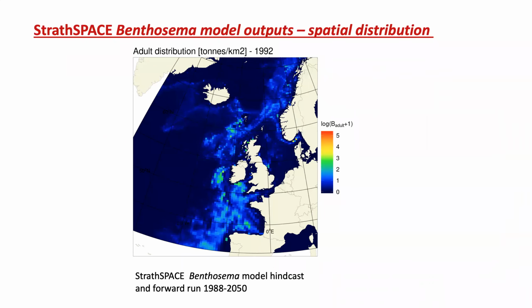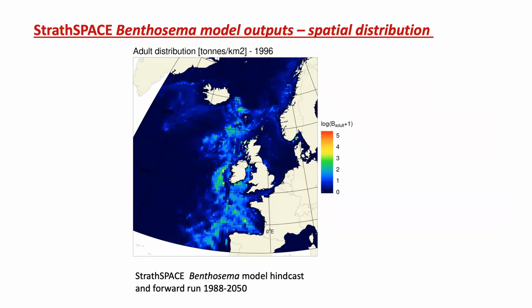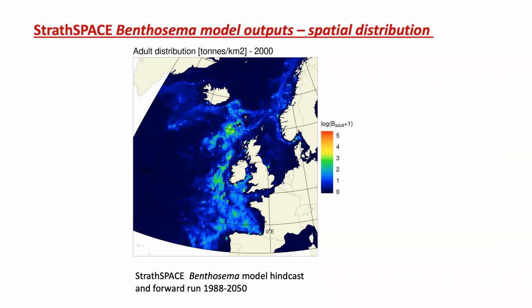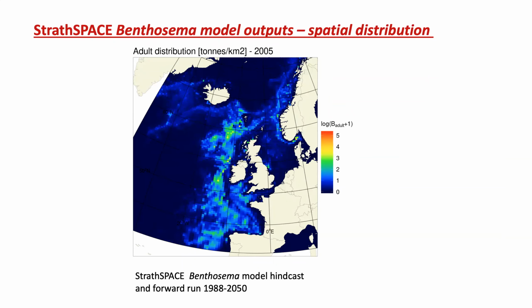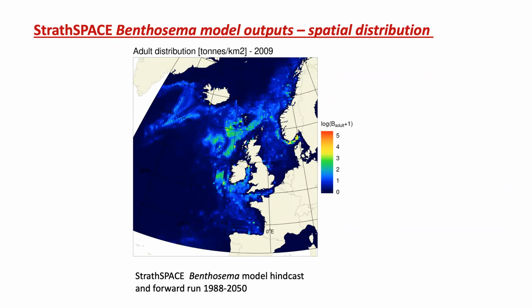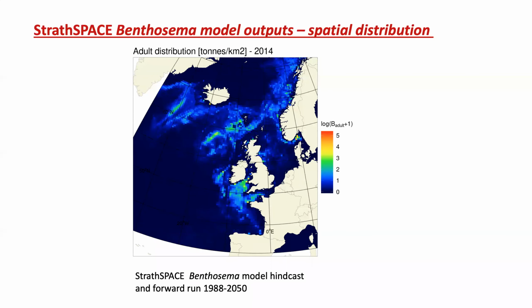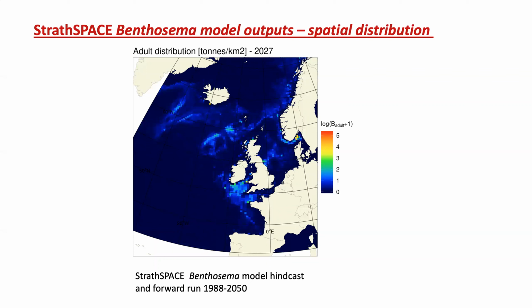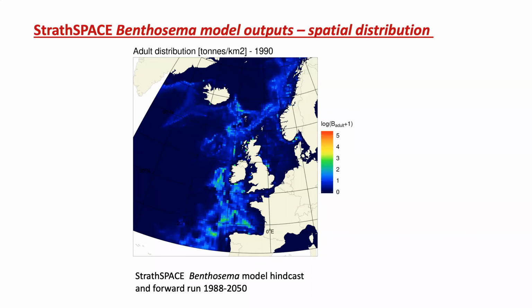So outputs from the model take various forms. So first of all, we can look at spatial distributions of the stock. So this animation here shows the adult distribution in tons per square kilometre for a run from 1988 to 2050. As you can see, these are the annual snapshots of the adult distribution as we go through the years and now into the future. Interestingly, there's a lot of spatial variability, and the distribution is patchy and shifts markedly from year to year. And now we've got to 2050 and back to 1988.